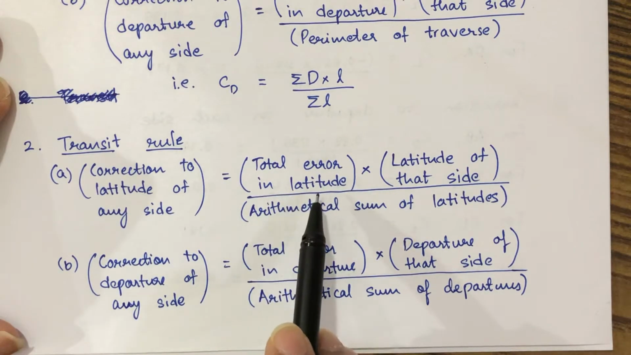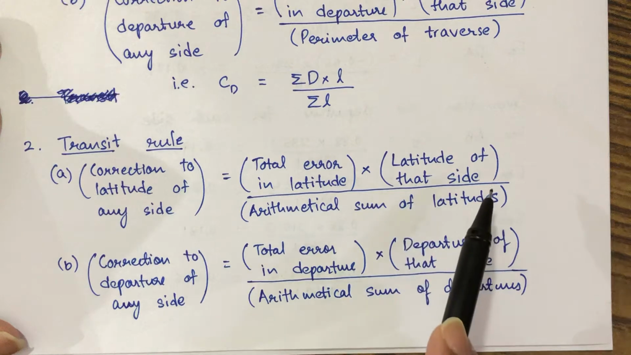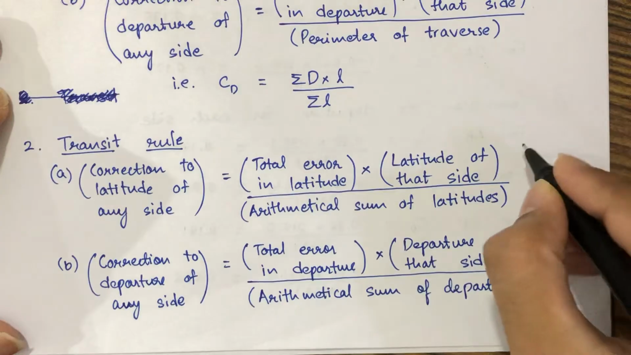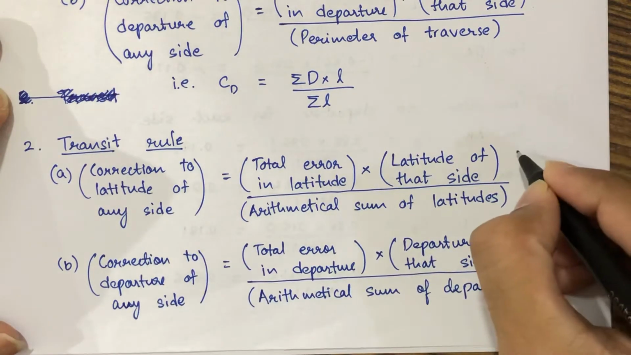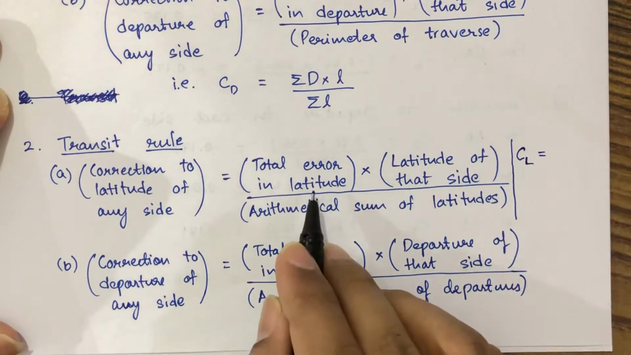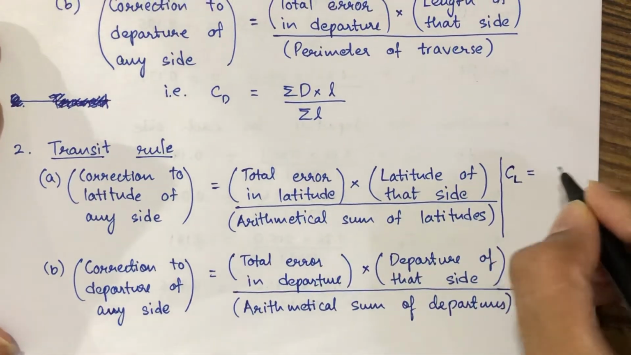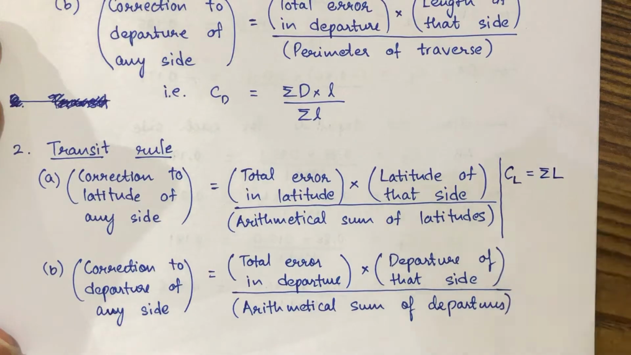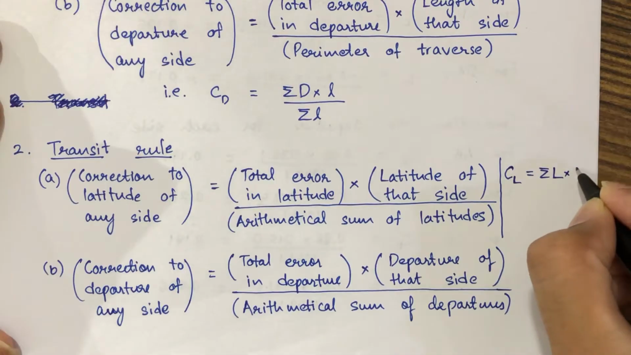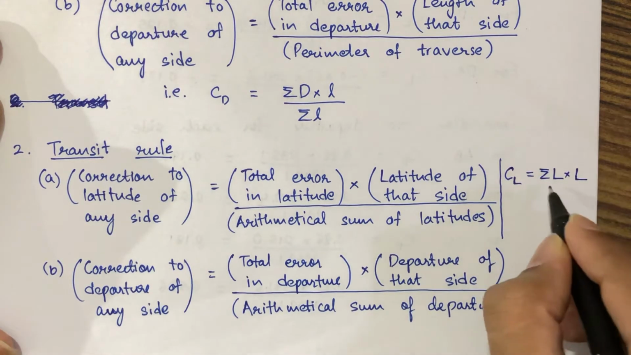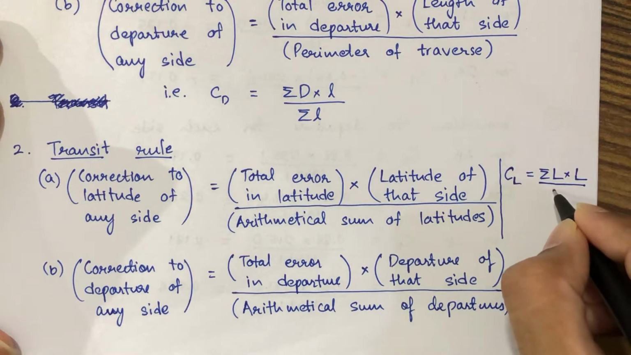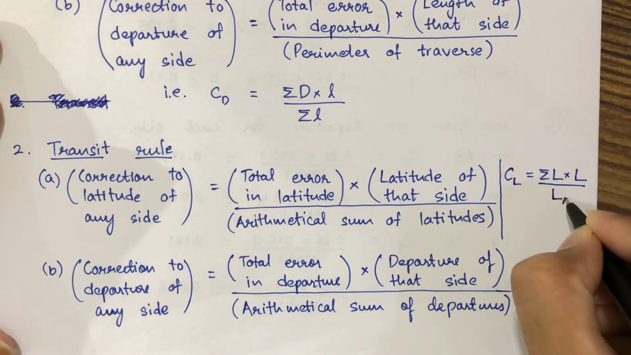According to the transit rule, the correction to latitude of any side is given as total error in latitude multiplied by latitude of that side upon arithmetical sum of latitudes. This can also be expressed as CL, correction to latitude, is equal to total error in latitude, summation capital L, multiplied by latitude of that side, capital L, divided by arithmetical sum of latitudes, denoted by LA.